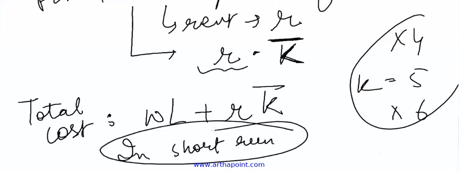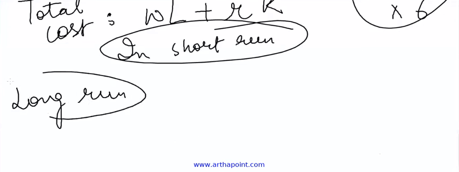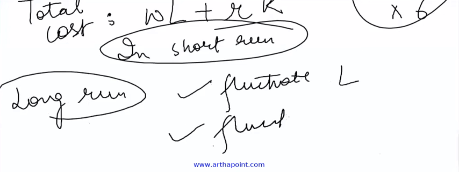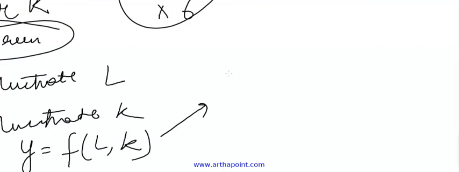Now let's go from short run to long run. Now what happens in the long run? In the long run, I can fluctuate labor, but I can also fluctuate capital. I can change both. Because in the long run I can change both labor and capital, my production function looks like a function of labor and capital, and there is no bar on L or on K. That is why in the long run, we made something which is known as the isoquant. I was changing labor and I was also changing capital.